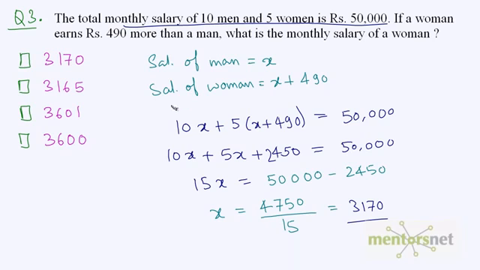Now the salary of a woman is 490 more than the salary of a man. So it is equal to 3170 plus 490, which is equal to 3,660. So the answer is option D.